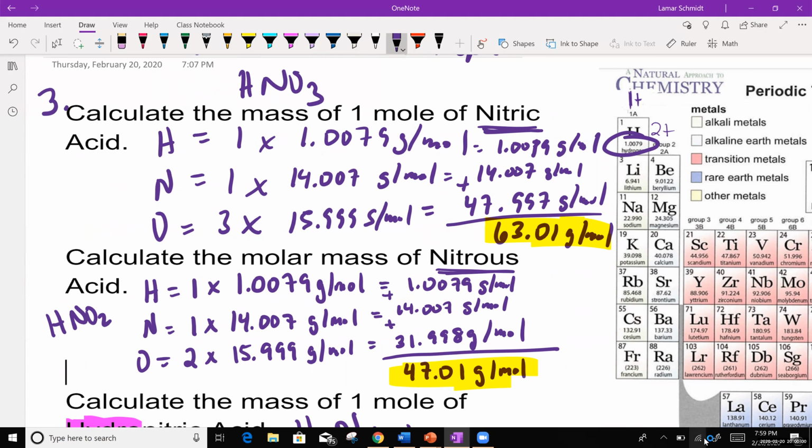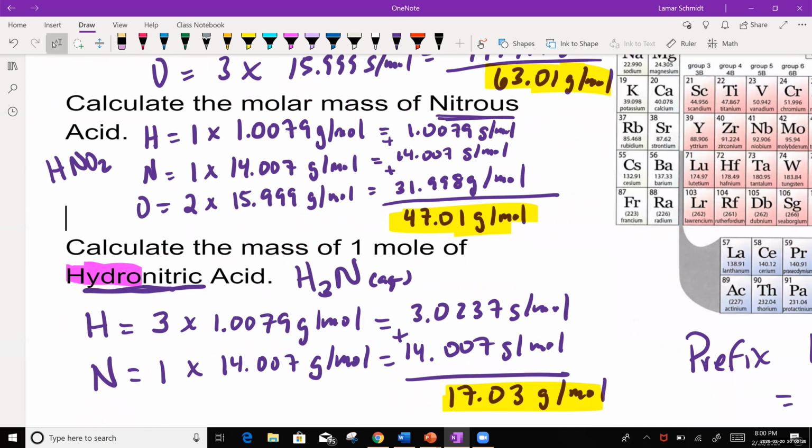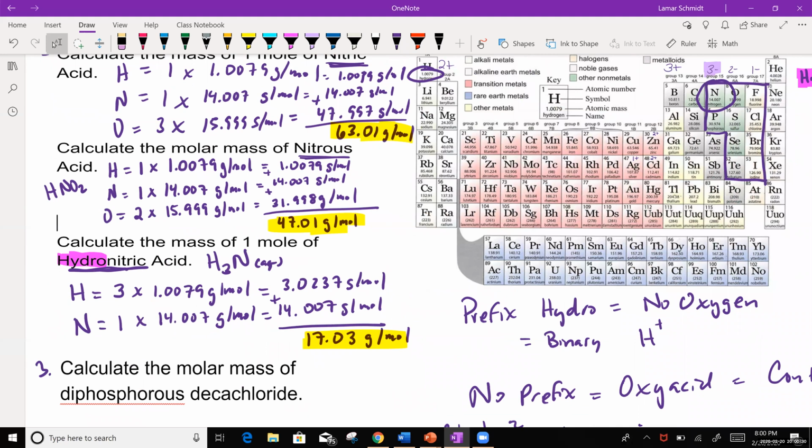And so if you were to take your molar mass of nitric acid and subtract 16, or the mass of 1 oxygen, you'll actually get 47.01. So you can see they're very close. It's just 1 oxygen that separates nitric acid from nitrous acid. All right, and we know that in hydronitric acid, there's no oxygen whatsoever. Okay, so hopefully that helped.